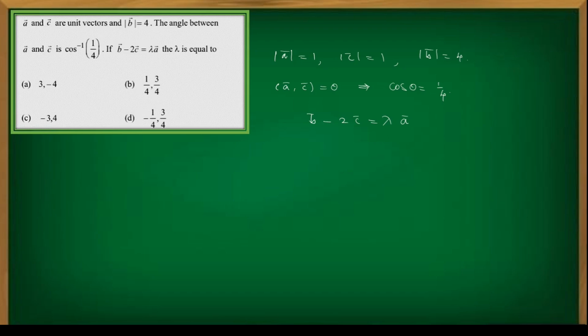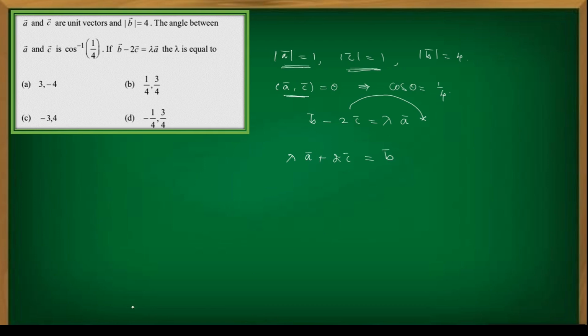Now you see here what information you know. The angle between A bar and C bar you know, mod A bar you know, mod C bar also you know. So with this what can you find? Simply A bar dot C bar. So what I do here, I'll bring minus 2C bar to this side, so that I get lambda A bar plus 2C bar is equal to B bar.